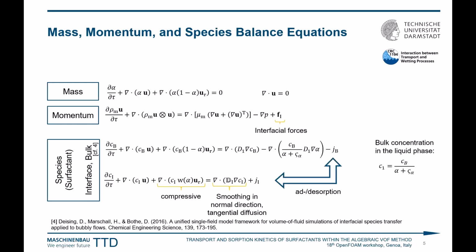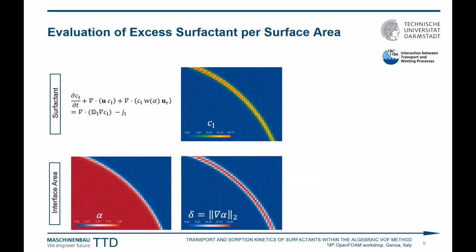Then to consider the adsorption or desorption, we have a source term JB or JI for the interface and the adsorption, which can be identified with any adsorption model coming from either experimental measurements or any numerical model that you fit, just like the previous presentation we saw. We get experimental validation, and then you can fit an adsorption model based on which we can calculate these source terms.